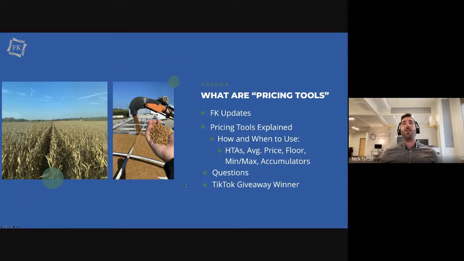So we're going to go over, in general, what are the pricing tools. But first, I'm going to give you a couple minutes on updates about Farmers Keeper, and we'll go into how they work and when they're typically used for an HTA, Hedge To Arrive, average price contracts, floors, min-maxes, also known as collars, and then another one we've all heard of that not many of us understand, which are accumulators. We'll also build out time for any of your questions.